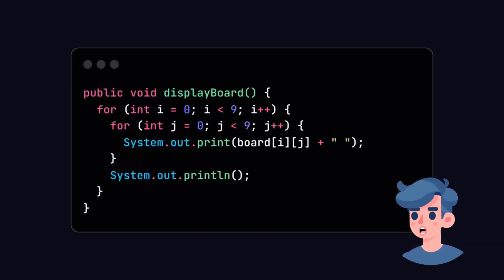Next, let's think about our Sudoku class. This class will not only initialize the board, but also include methods for displaying the board, filling it with a sample puzzle, and checking if the board is valid. Let's start with a method to display the board in a nice format.